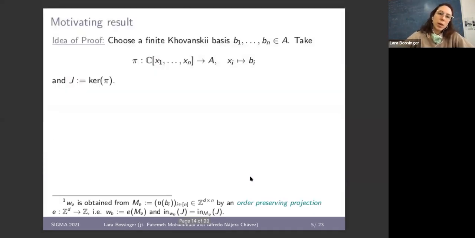Okay, so let's go over the ideas here quickly. The main idea of the proof is to fix the Khovanskii basis.